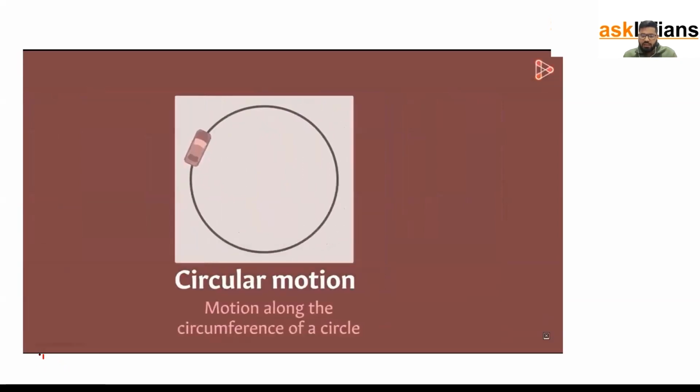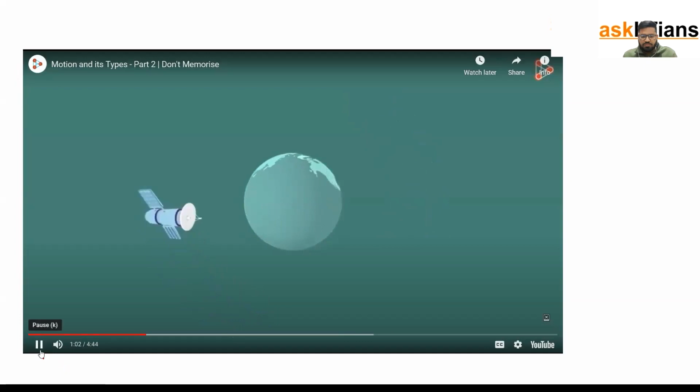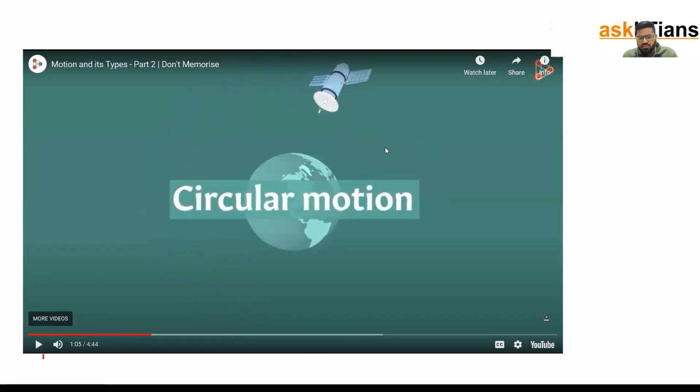Motion? Yes, we can give. What about the satellites orbiting the Earth? Yes, a satellite orbiting at a certain height is also undergoing circular motion. You can observe this satellite is moving around the Earth. So Earth is a fixed point from which the distance of the satellite is constant, and it is moving along the circumference of the circle of its orbit. So that's why it is also performing circular motion.